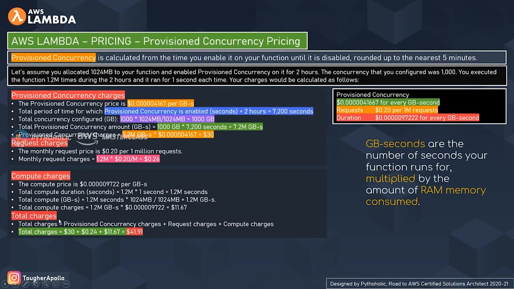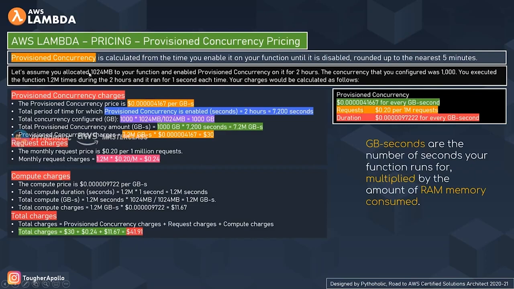So now the total charges will be provisioned concurrency charges plus request charges plus compute charges. The provisioned concurrency charges were $30, the request charges are $0.24, and the compute charges are $11.67. So in total it comes to around $41.91.